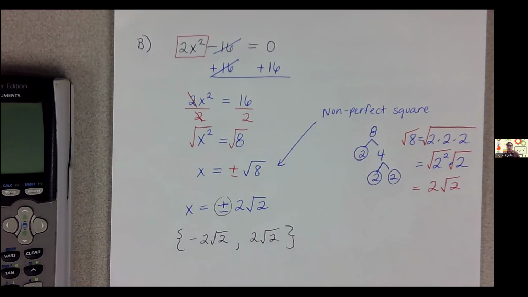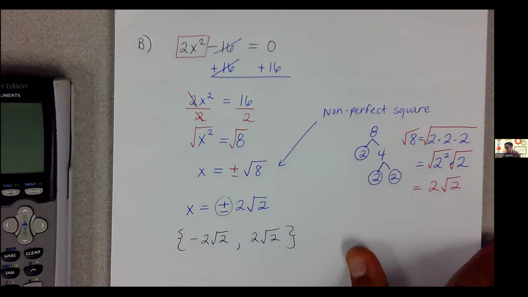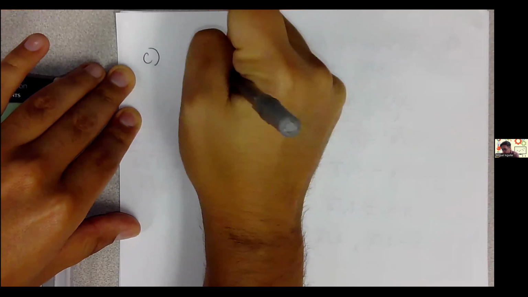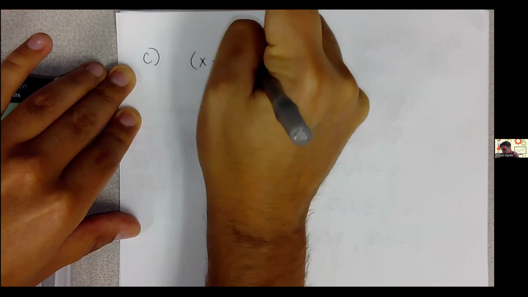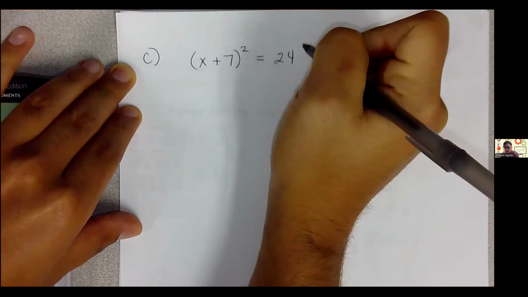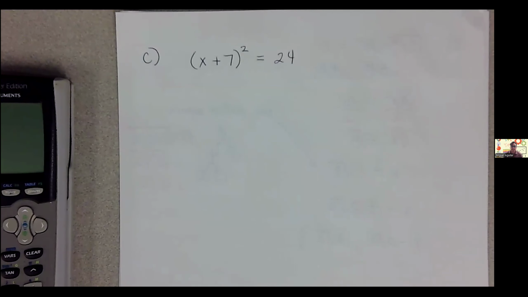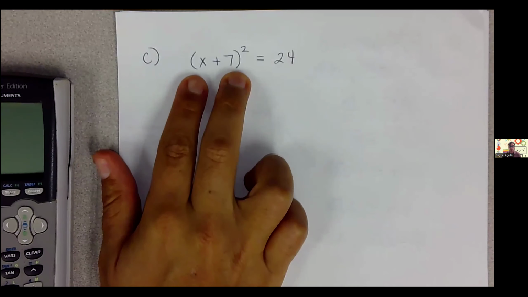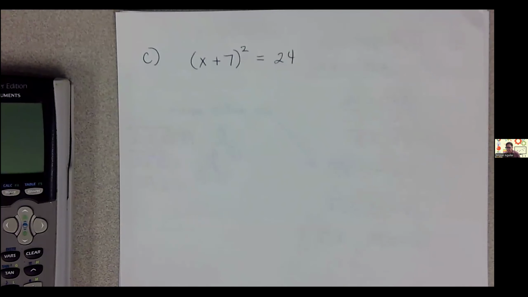So check yourself against the video. Then let's take a look at another example. C from the PowerPoint says we have (x + 7)² = 24. On the face of it, this doesn't look exactly like the last couple of problems, because we have a binomial inside the parentheses, and then that whole binomial is squared.